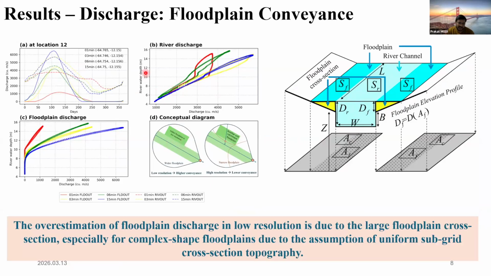We can see that for the same river water depth, the discharge for the different resolutions has similar channel discharge. But what we found is that the floodplain discharge for the same river water depth increases as the resolution increases. So the lower resolution, in very flat terrain, might have much higher floodplain flow conveyance and cause some dissociations.